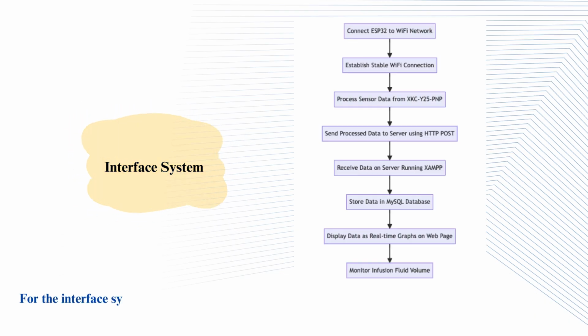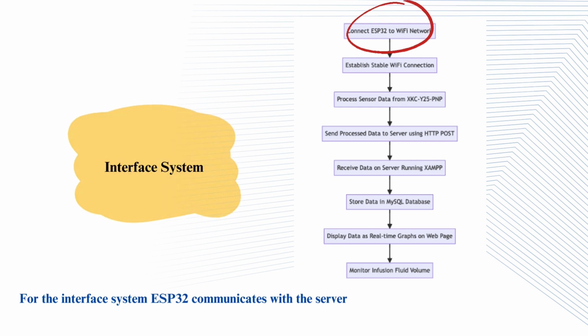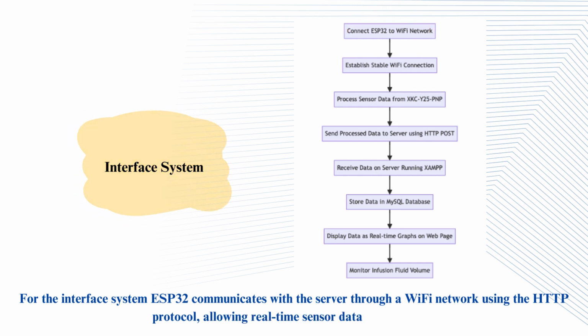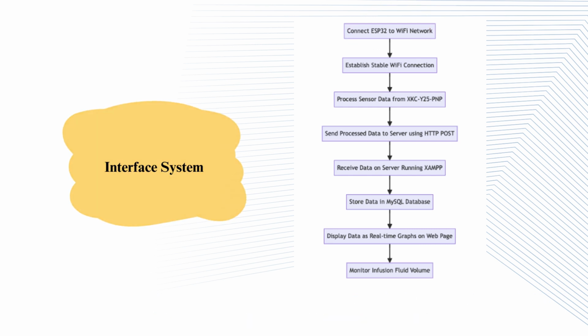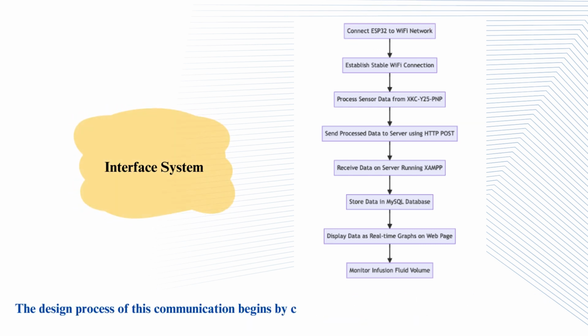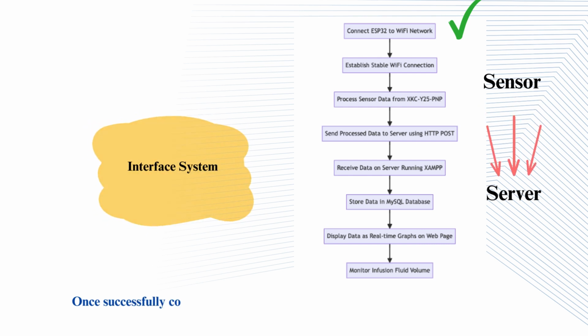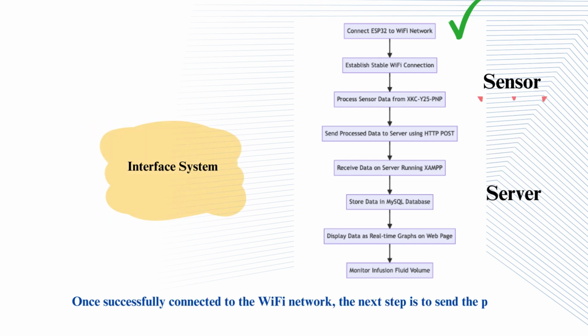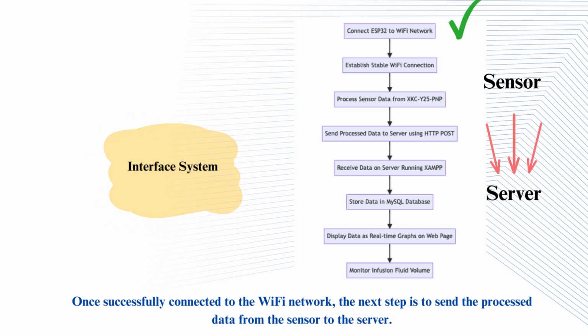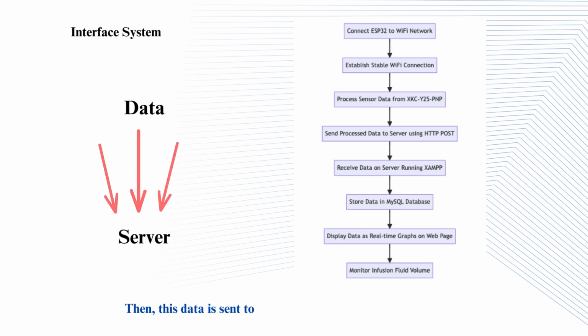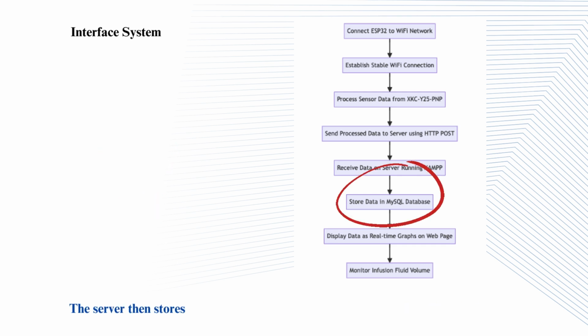For the interface system, ESP32 communicates with the server through a Wi-Fi network using the HTTP protocol, allowing real-time sensor data transmission. The design process of this communication begins by connecting the ESP32 to the available Wi-Fi network. Once successfully connected to the Wi-Fi network, the next step is to send the processed data from the sensor to the server. Then, this data is sent to the server using the HTTP POST method. The server then stores this data in the MySQL database so that the data can be accessed and analyzed.